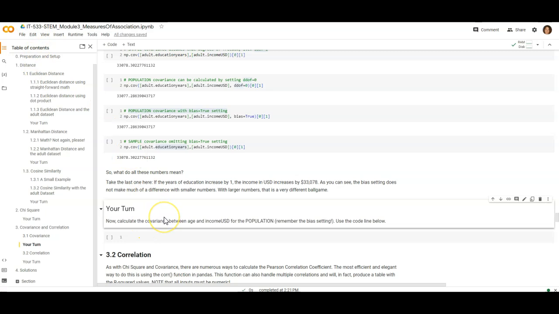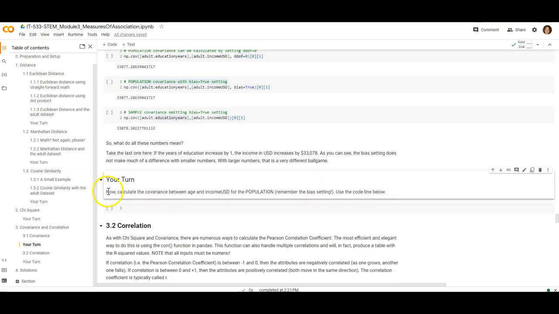All right, so I'm asking you here to calculate the covariance between age and income USD for the population. Remember to use the correct bias setting and then determine how much the income increases or decreases if age increases by 1.